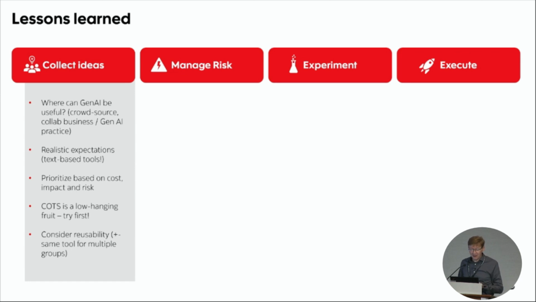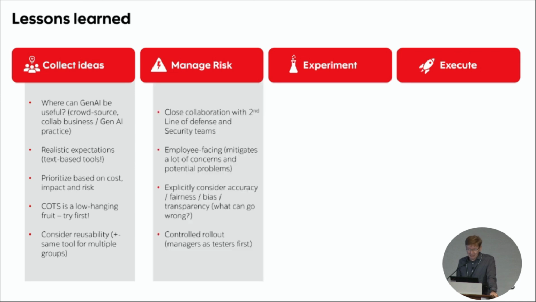Prioritization based on cost, impact, and risk will help you, of course, focus on the best use cases first. Commercial off-the-shelf tools, again, the Copilot, GitHub, and Microsoft is a low-hanging fruit, so something to try first. Relatively easy to deploy, relatively cheap with relatively good benefits. And finally, consider reusability. If you can create a tool that is used by multiple groups, obviously that has a big impact on the ROI.